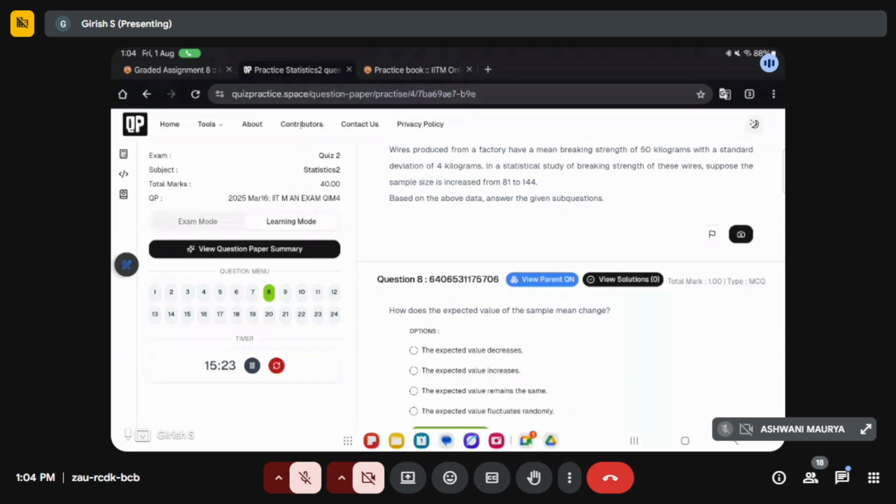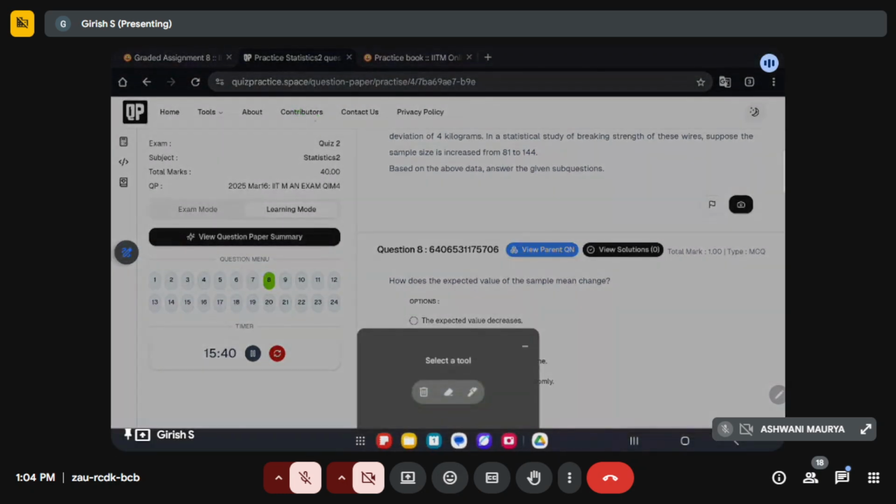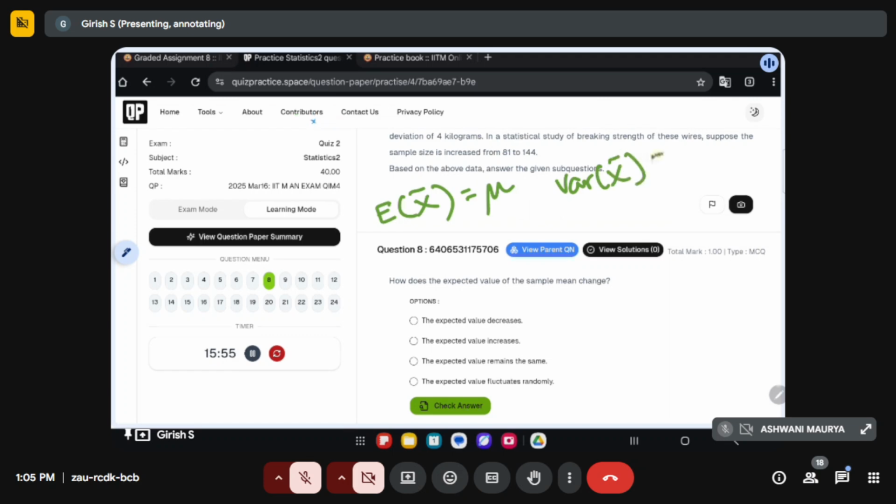So in a statistical study, suppose the sample size is increased. What intuitively can you say: when we increase the sample size, what will happen to mu and what will happen to variance? I'll give you the formulas. If you remember, we have this concept: expectation of x bar. What is it? It is mu. Variance of x bar is equal to sigma square by n.